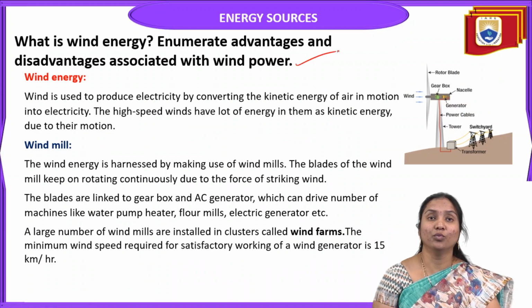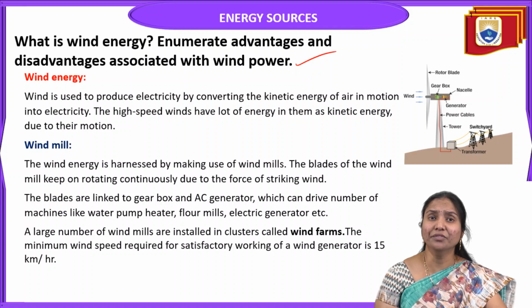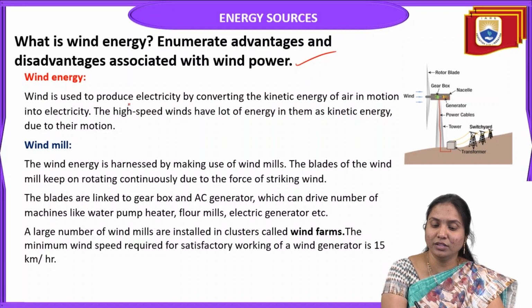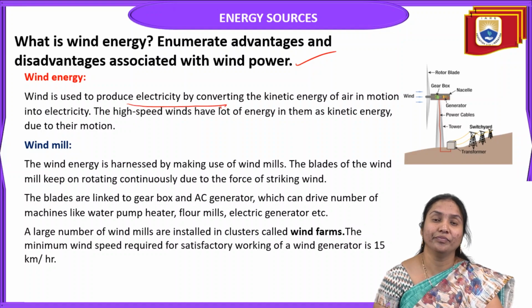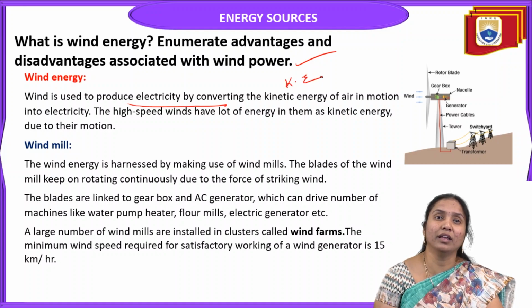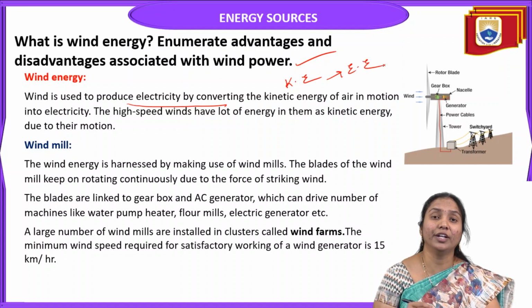And the next question is, what is wind energy? Enumerate the advantages and disadvantages associated with wind power. Wind energy is the ultimate alternative source of energy. It is a non-conventional and renewable source of energy. Wind is used to produce electricity by converting the kinetic energy of air in motion into electrical energy. The kinetic movement of wind is converted into electrical energy.